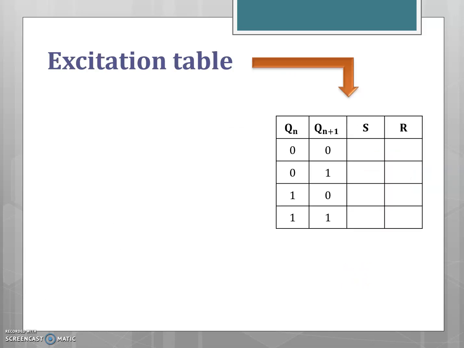So next, the excitation table. This table lists the required input for the given change of state. In the excitation table, the present state and the next state are the input of the table, and the output of the table is the flip-flop's input. To derive the excitation table, we need to use the characteristic table.